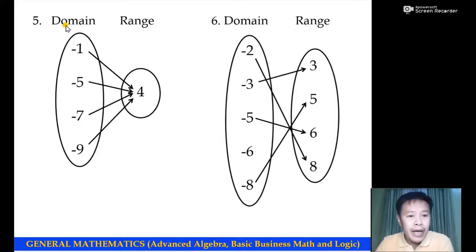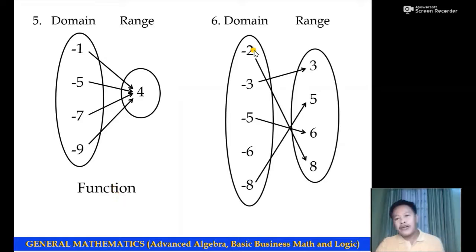We will proceed with number 5. This is many to 1. 4 different abscissas have only one image and this is many to 1 function. And it is also onto because there is no other element of the range which is not mapped with an element in the domain. So this is many to 1 onto function.